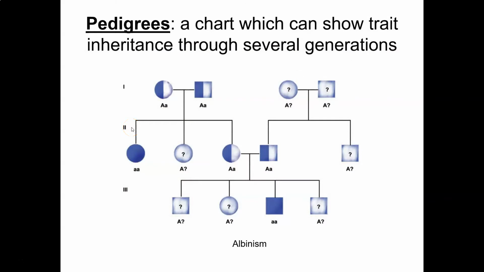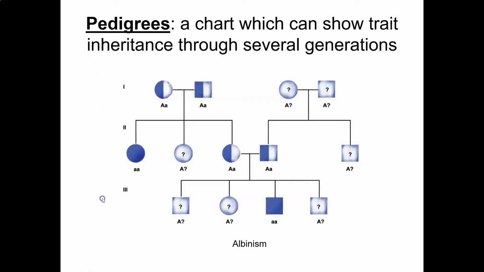Now, pedigrees are a chart that shows the inheritance of traits through several different generations. Here on the screen is a pedigree for albinism. Now, albinism is a trait where you lack skin pigment, no hair pigment, no eye pigment. It is a recessive disorder, and it is autosomal, and we'll talk about why we know that here in a moment.